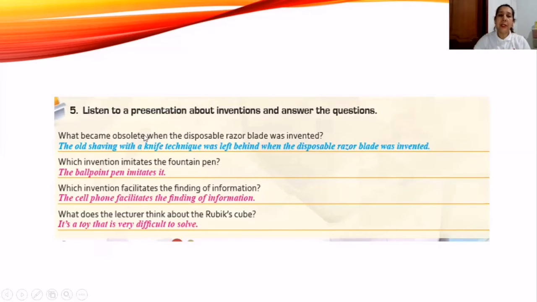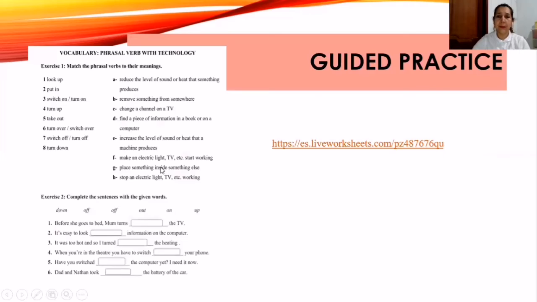For the listening activity, they are going to listen to a presentation about inventions and answer these questions. What became obsolete when the disposable razor blade was invented? Which invention imitates the fountain pen? Which invention facilitates the finding of information? And what does the lecturer think about the Rubik's Cube? Okay, so in this case, they are going to develop their listening skills, paying attention in a keen way, looking for the correct details.